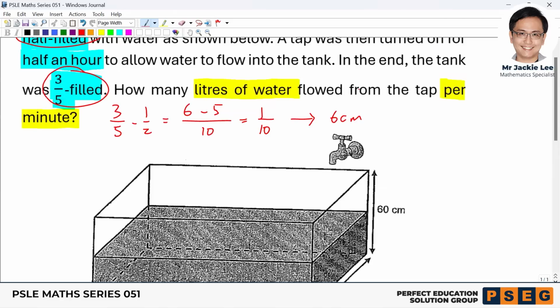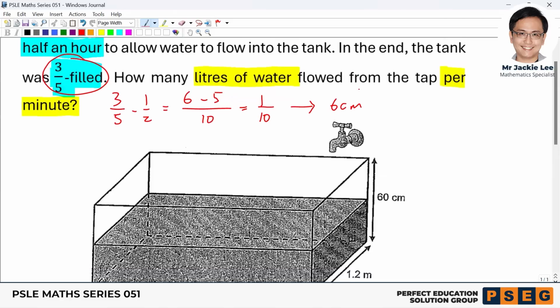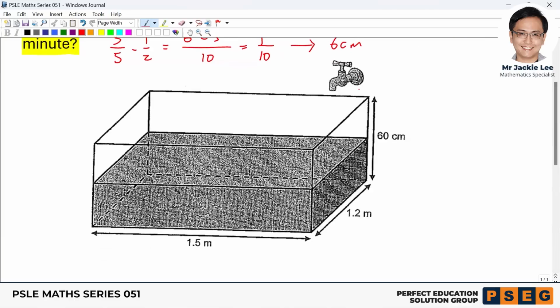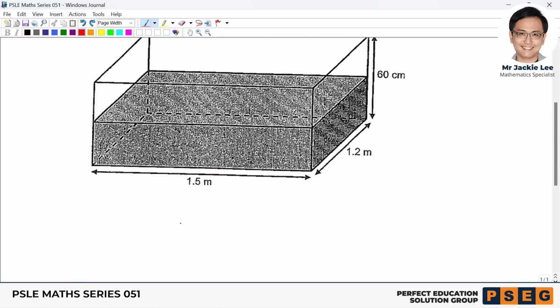So based on this one, we go and calculate actually within this 30 minutes, later change to 30 minutes, then what's the volume of the water, okay, in cm cube first. So 6 cm, then this one 120 cm, this one 150 cm, all multiplied together. Okay, so let's come down to here. So the volume will be 150 times 120 times 6, right? Then we calculate this, press the calculator, 108,000 cm cube.